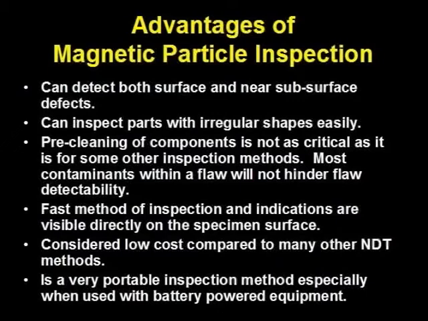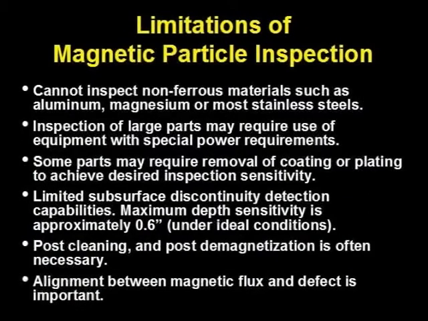Magnetic particle inspection can detect both surface and near subsurface defects. The method can easily inspect parts with irregular shapes. Pre-cleaning of components is not as critical as it is for penetrant and some other inspection methods. Unlike penetrant inspection, most contaminants within a flaw will not hinder flaw detection. The method is fast and indications are visible directly on the specimen surface. The method is relatively low cost compared to many other NDT methods. Finally, the method is very portable when used with battery-powered equipment.